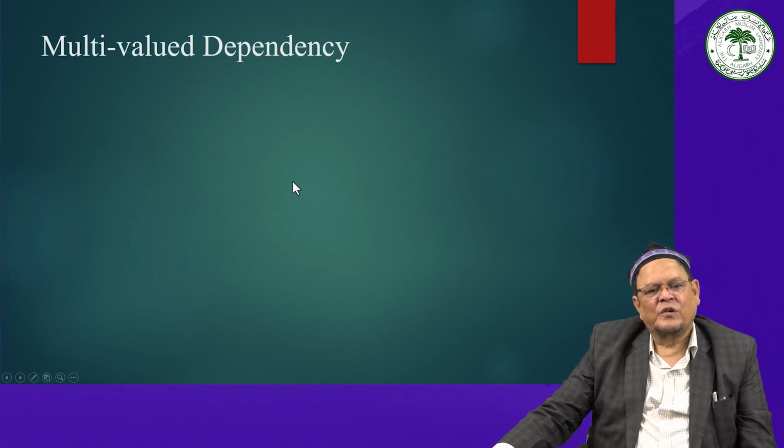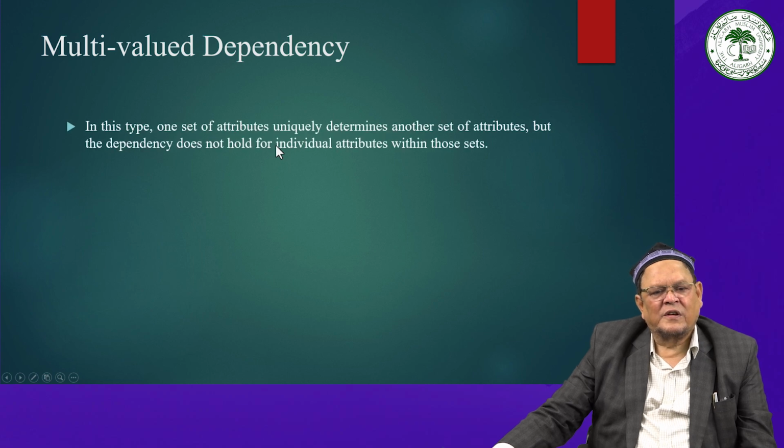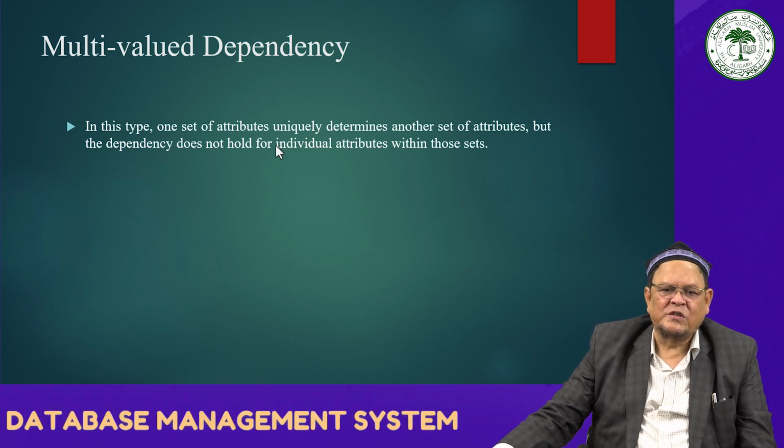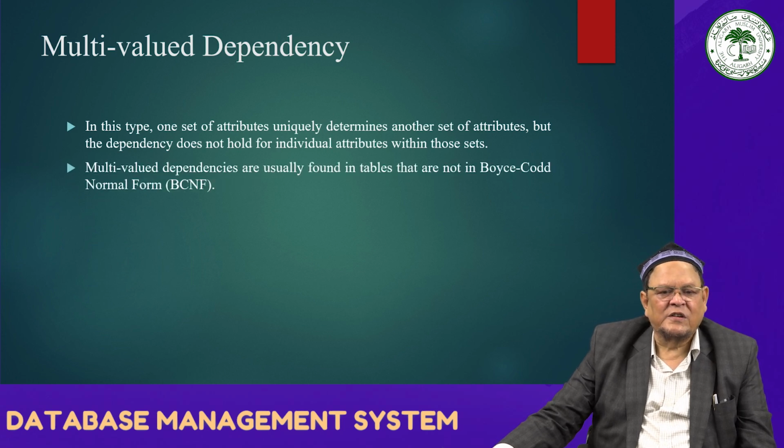So, coming to the next, multi-valued dependency. In a multi-valued dependency, one set of attributes uniquely determines another set of attributes, but the dependency does not hold for individual attributes within those sets. Multi-valued dependencies are usually found in tables that are in Boyce-Codd normal form.